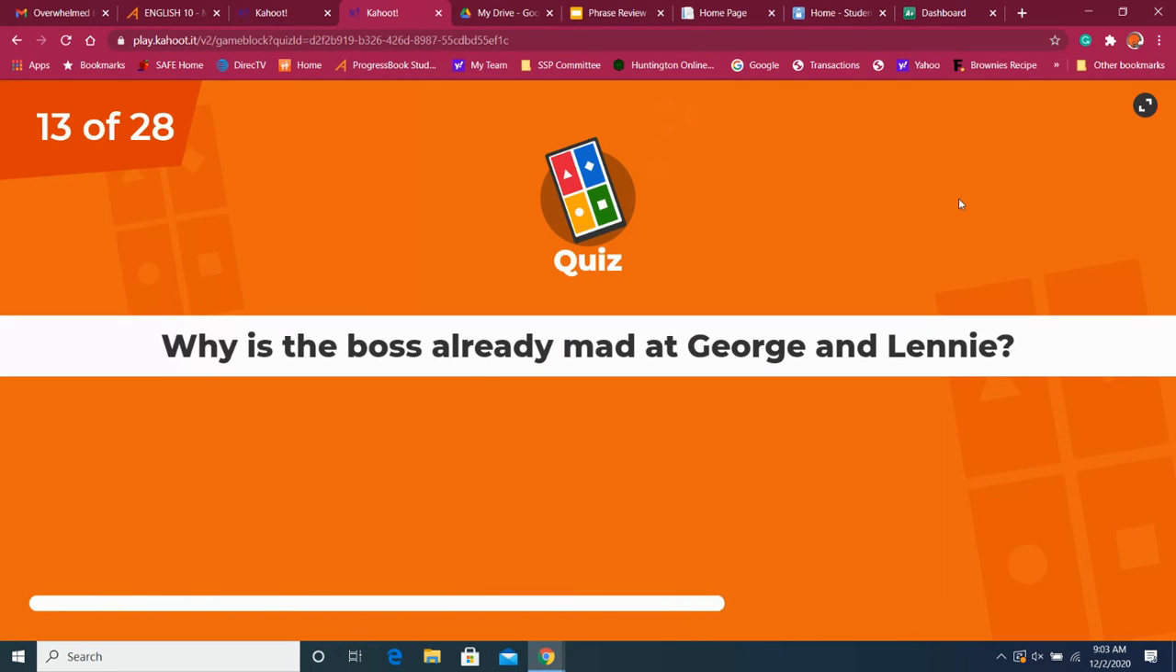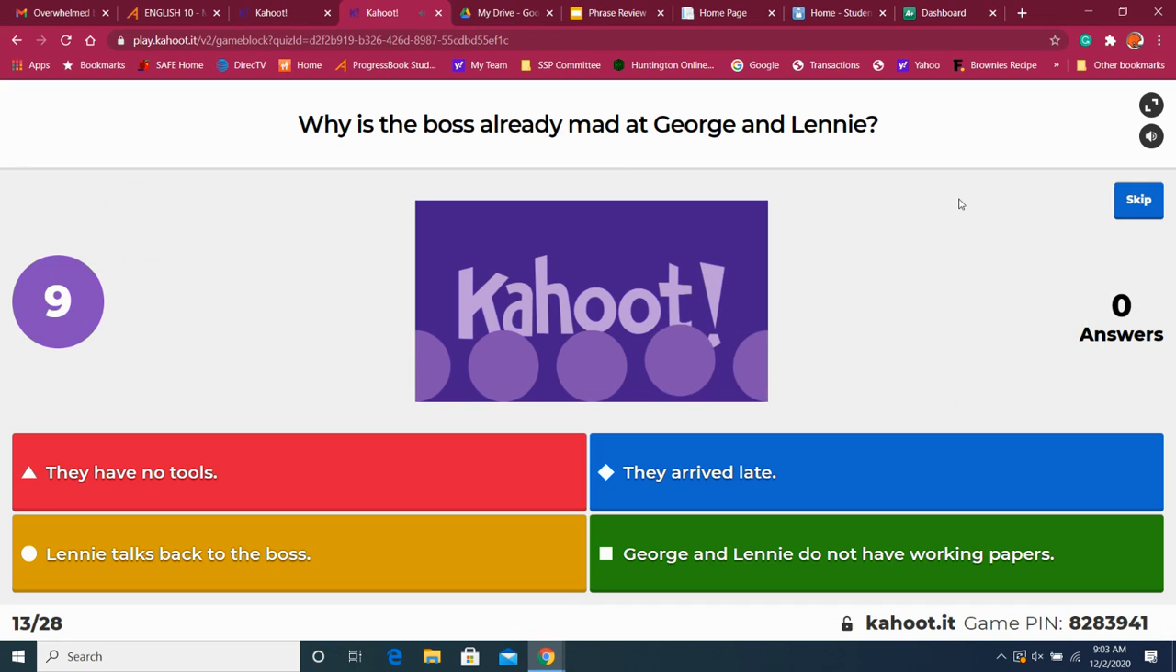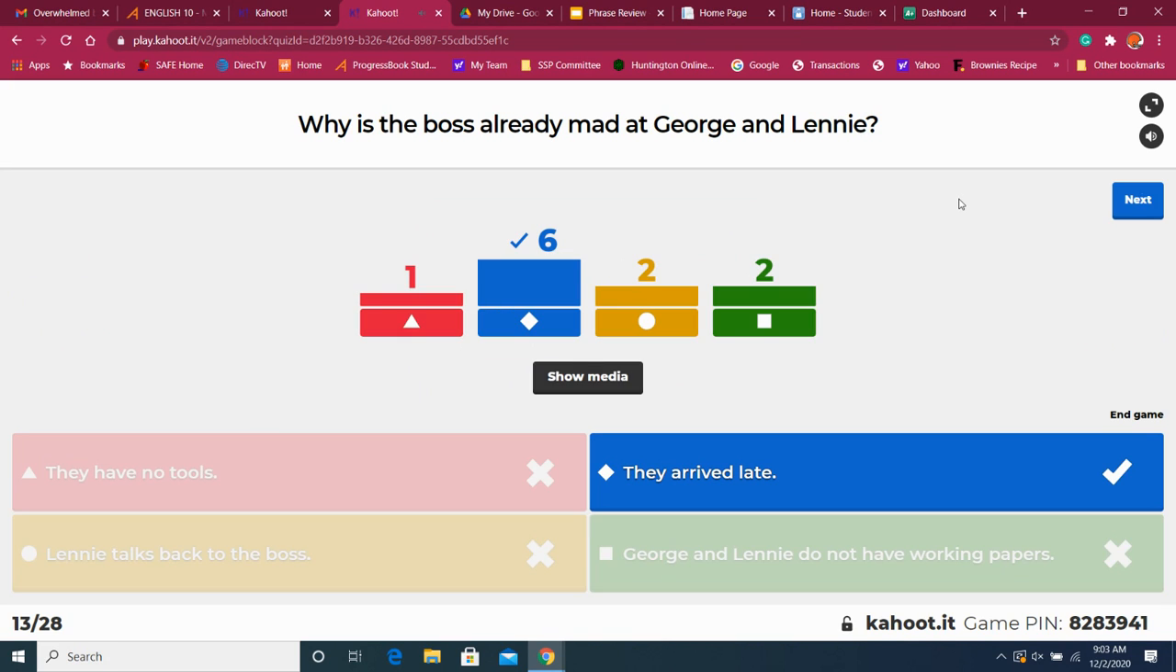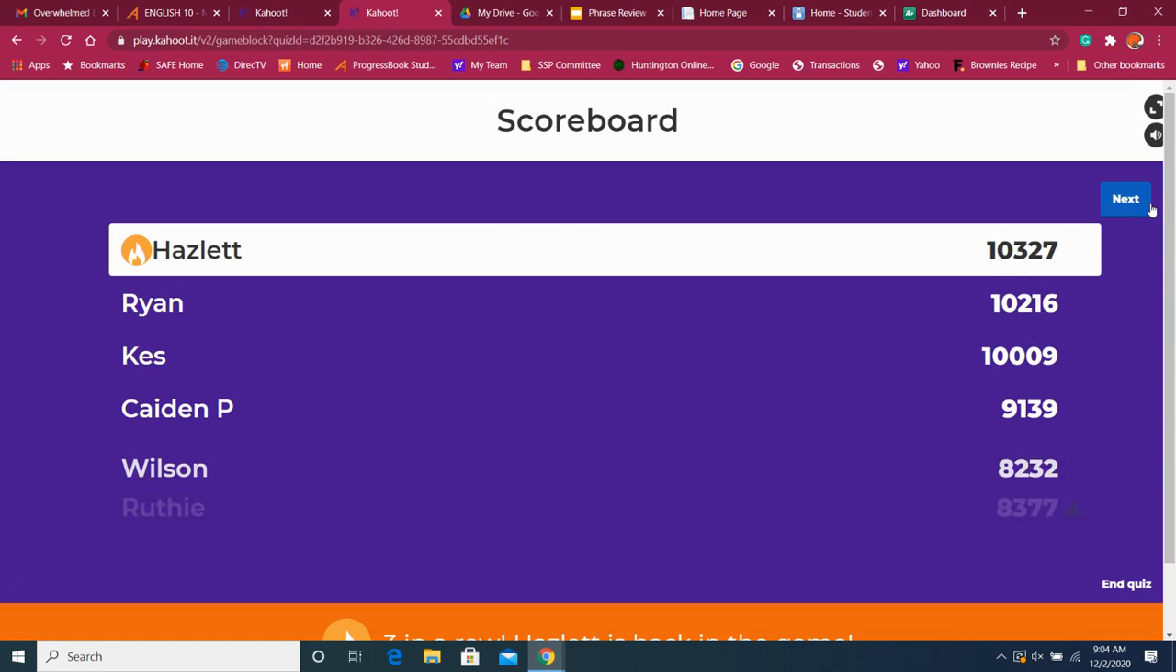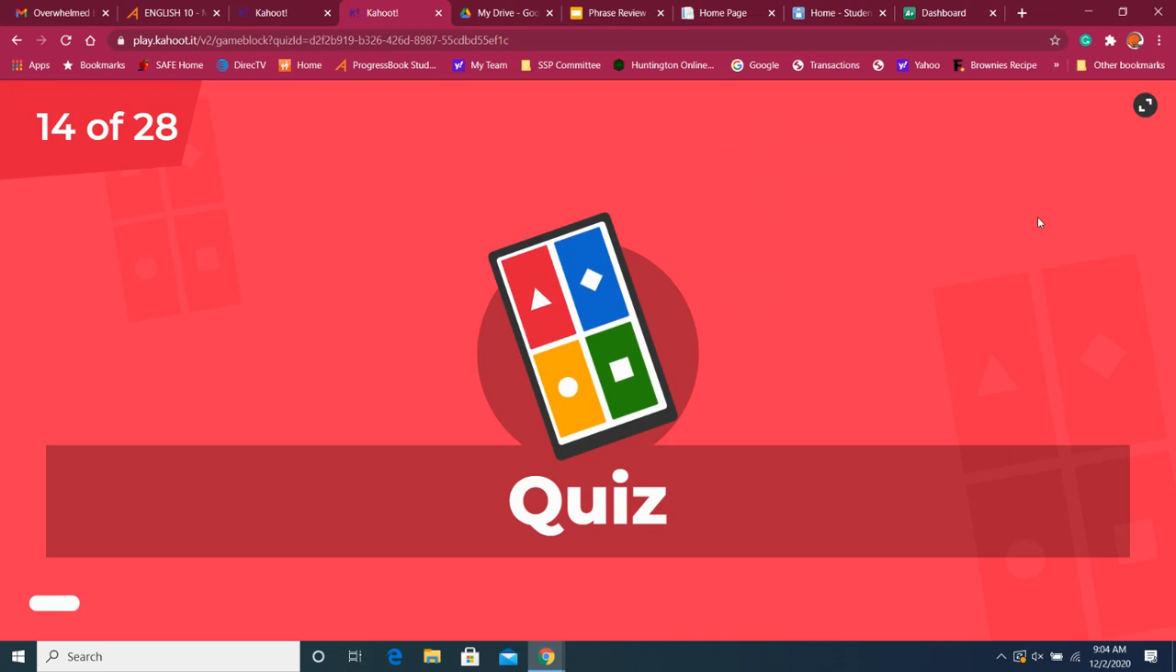Why is the boss already mad at George and Lenny in chapter 2? They have no tools. They arrived late. Lenny talks back to the boss. George and Lenny do not have working papers. Yes, like you go to a special place and they can give you jobs. And so here's your working papers to go and get that job there. Okay. All right. Excellent. Wow. Nice movement here. Good job, everybody.